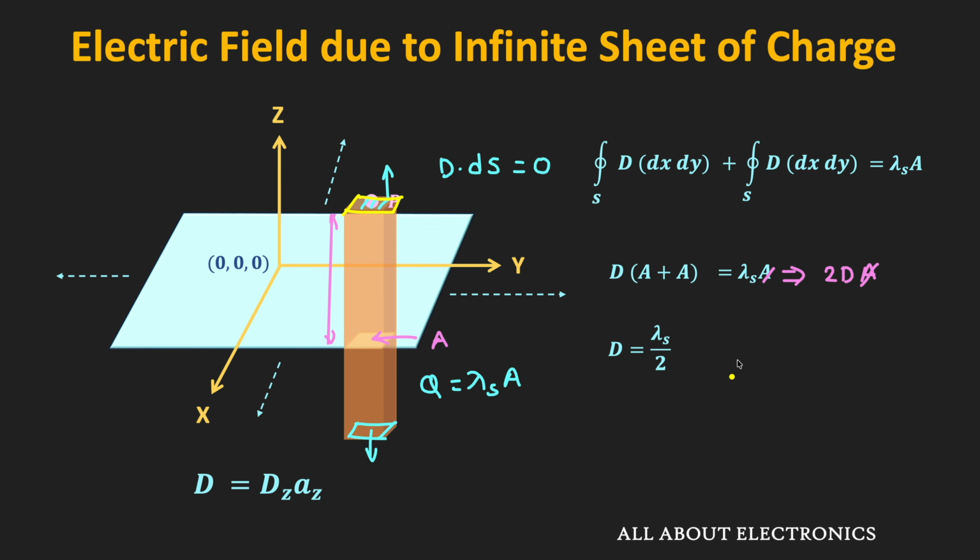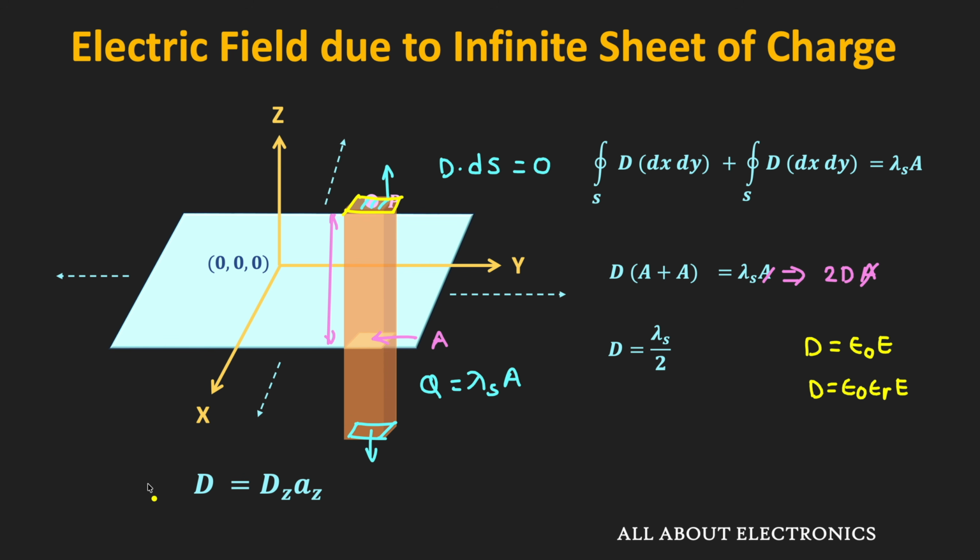So now, we know that in the vacuum or the free space, this D can be written as epsilon naught times E. And if we are in any other medium, then we will also have an additional term, epsilon r, that is the relative permittivity of the material. But here, for simplicity, just assume that this infinite sheet of charge is in the vacuum.